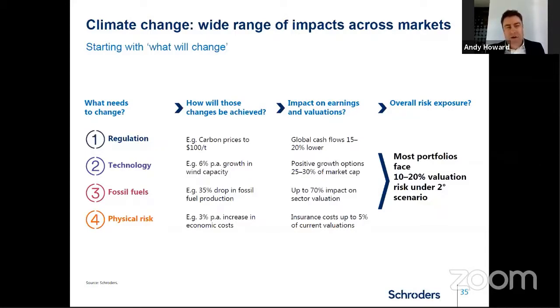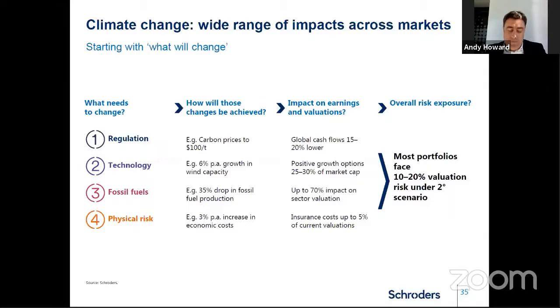And so we start from what are the things that will need to change to get us to a 2-degree world. And there are 4 main areas that we focus on: regulation, technology changes, fossil fuels being phased out, and unavoidably higher levels of physical risk. We say, how will that play out? What will happen within regulation, for example? The main lever of regulation is currently carbon pricing. And we can model what level of carbon prices would be needed to get us to a 2-degree world.